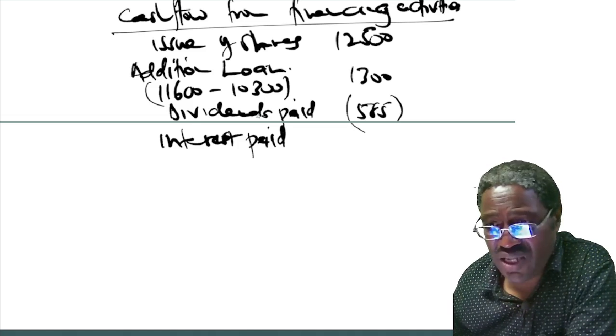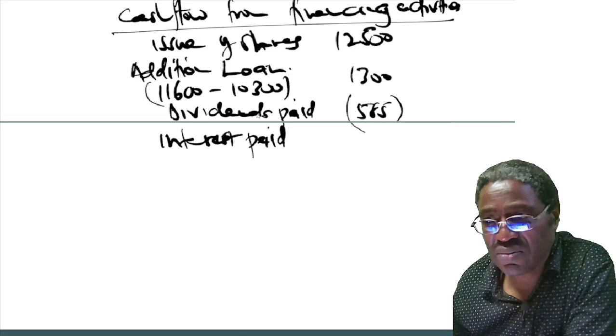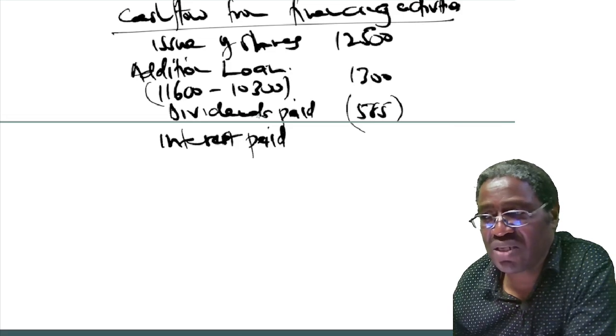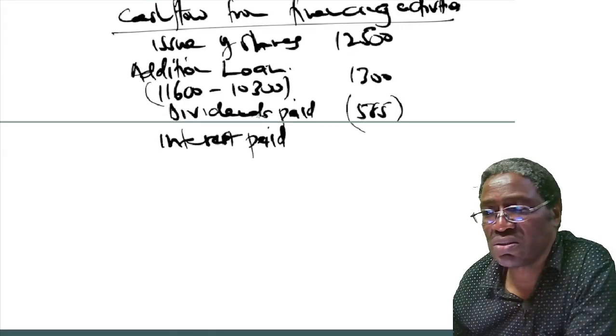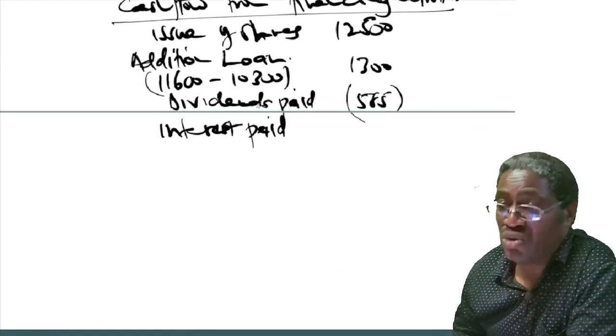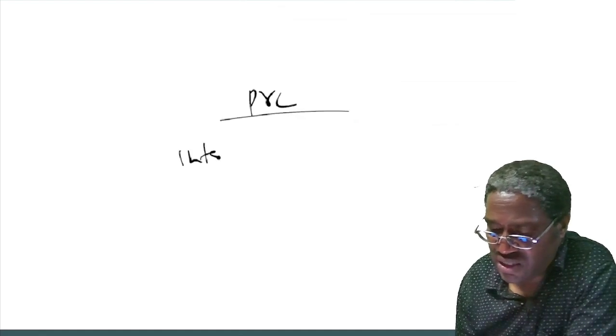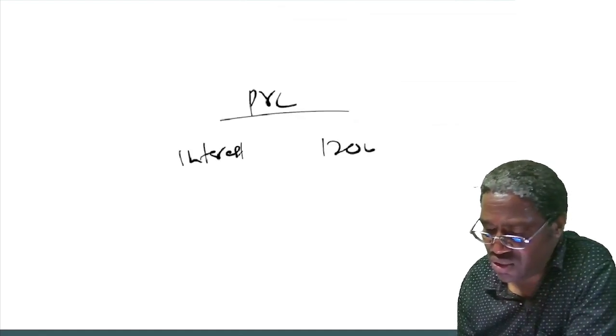For the sake of the others, how do you determine how much you paid? I want to explain it. Now, how do you determine or how do you know how much you paid? Now, I want you to listen. In our P&L account, we have charged interest there of 1,200.